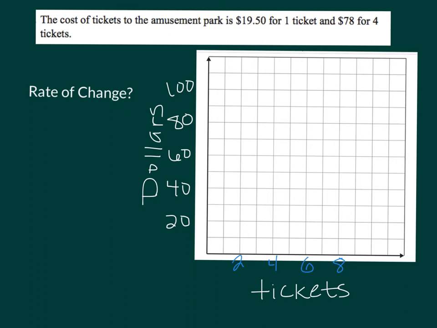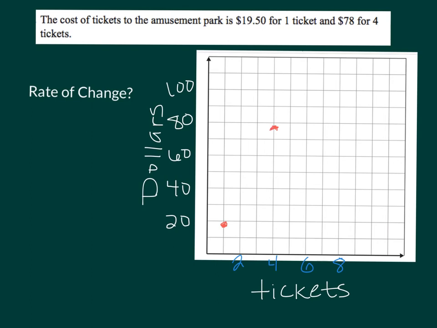So $19.50 for 1 ticket. So that's right about, it's almost 20 actually. So let's guess right there. And then $78 for 4 tickets, so that's getting close to 80. So that's about right there.